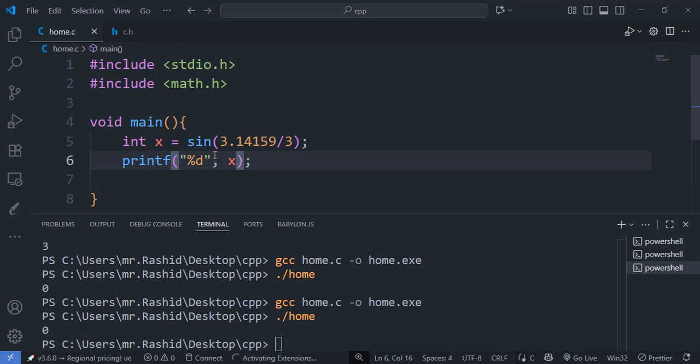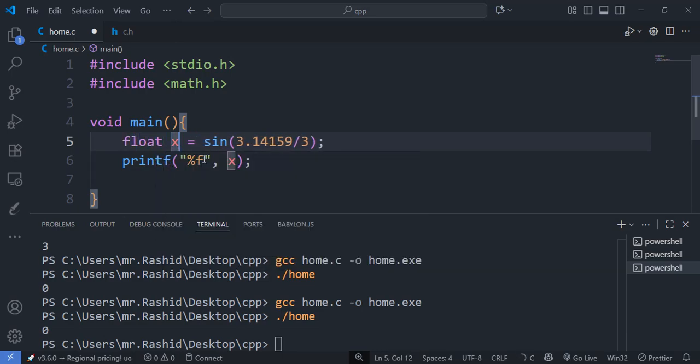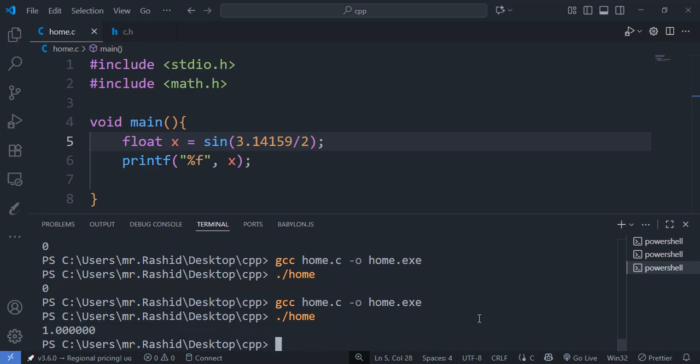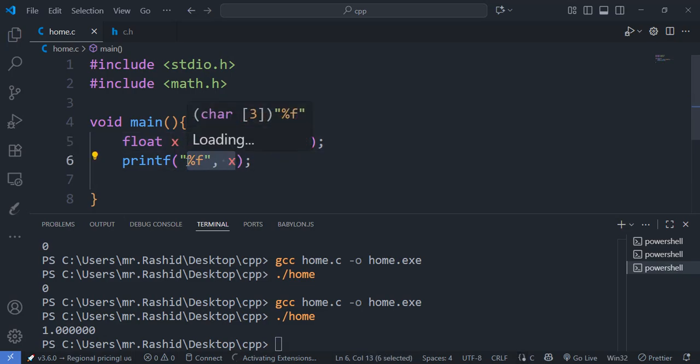So here, instead of using an int, let us use a float. Let us change to a float, and here let us have a float. If we save and go back to pi over 2, and then compile and run, as you can see we get 1 out, 1.0 something. Which means that float is somehow better, because with int we are going to generate some errors.